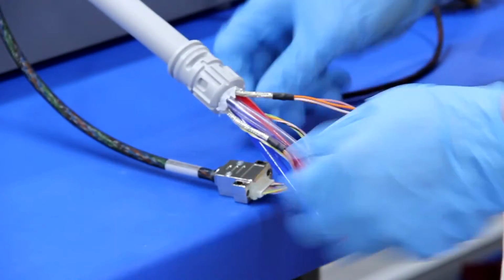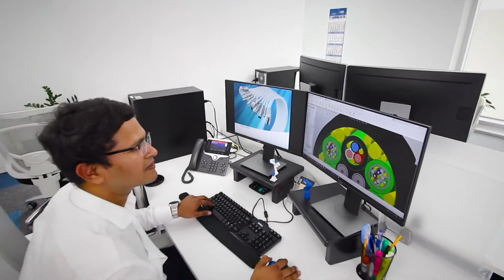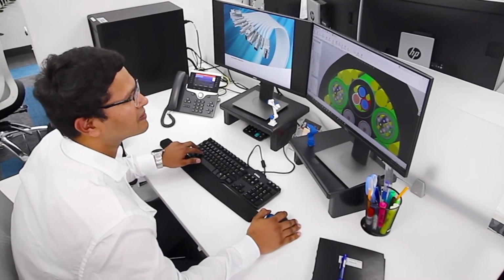We offer special tubes for fluid, vacuum, and air, and components such as fiber optics and data to be integrated into the cable design. Contact us today to find out how our team can help you with your cable needs and help you to be the next hottest beauty trend.